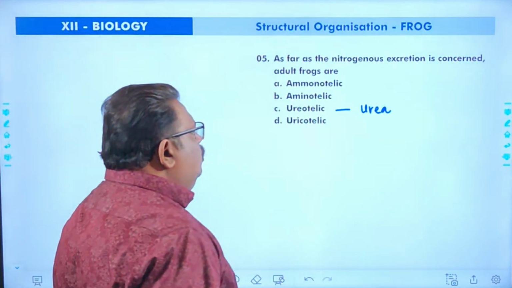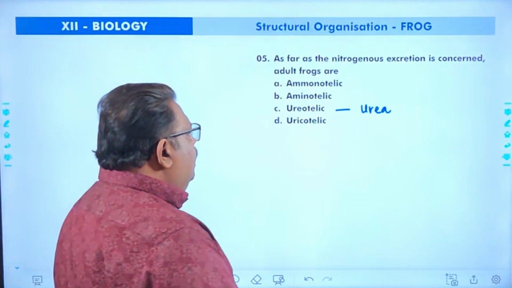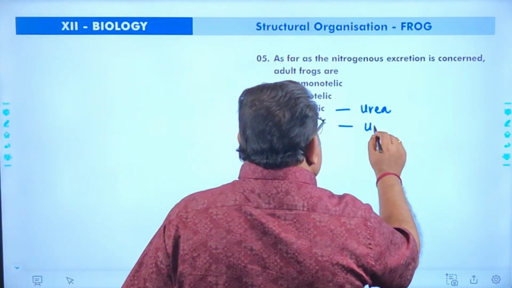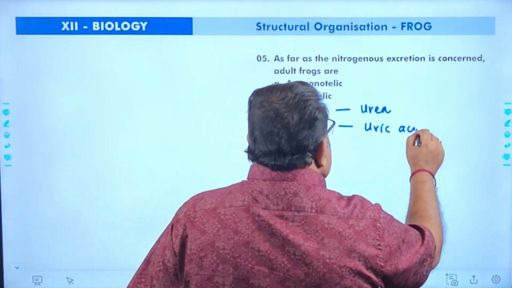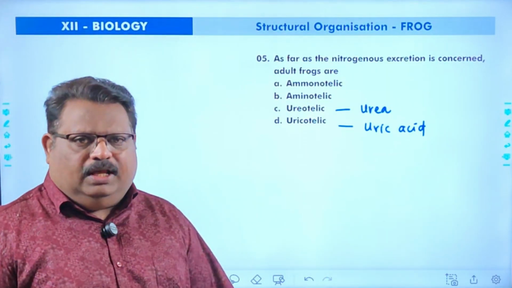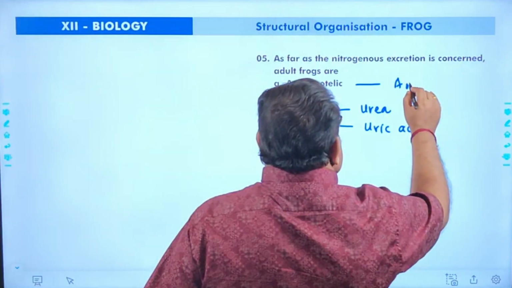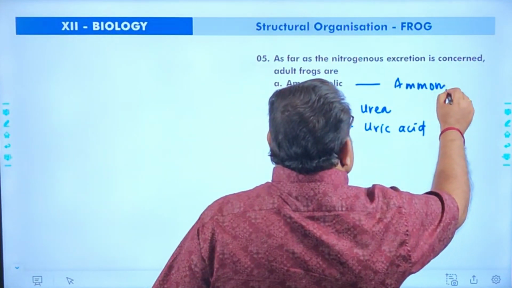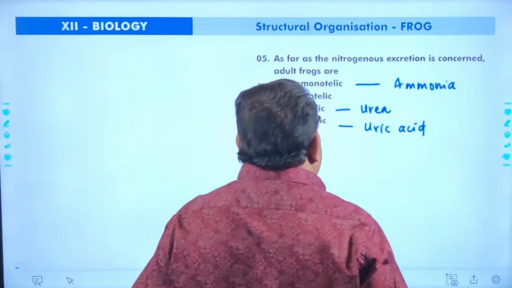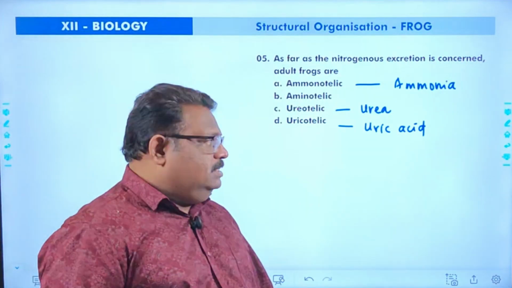When they are excreting urea, it is called ureotelism. When they are excreting uric acid, the chief nitrogenous waste material is uric acid. The process is called uricotelism. When they are excreting ammonia, it is called ammonotelism. These are the three important mechanisms of nitrogenous excretion.